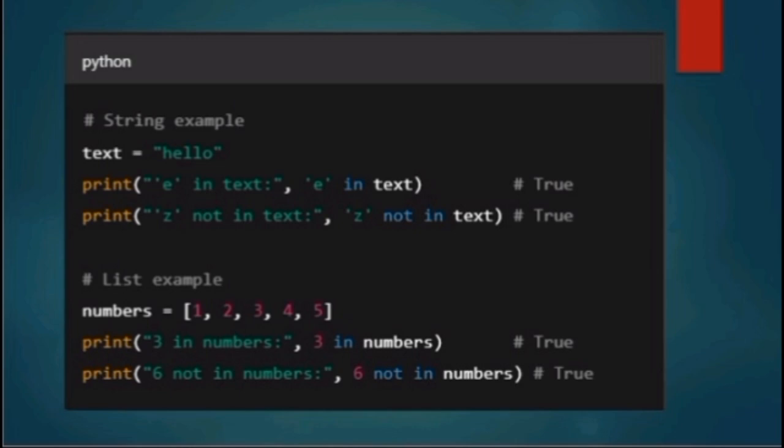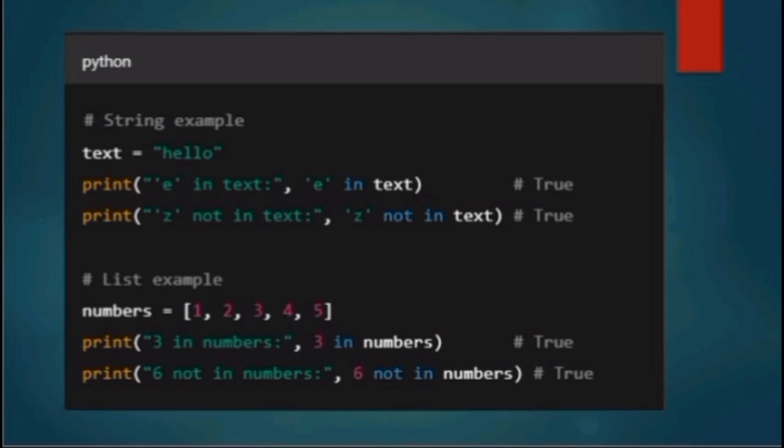The example for the membership operator is with a string and a list. You can see the example over there: text equals 'hello', which defines a string, and you can print 'e' in text. It checks if 'e' is in hello: true, since 'e' exists. Then print 'z' not in text. It checks if 'z' is not in hello: true, since 'z' is missing. So this operator helps in searching for elements within sequences, making it easy to check whether a value exists or not in Python.